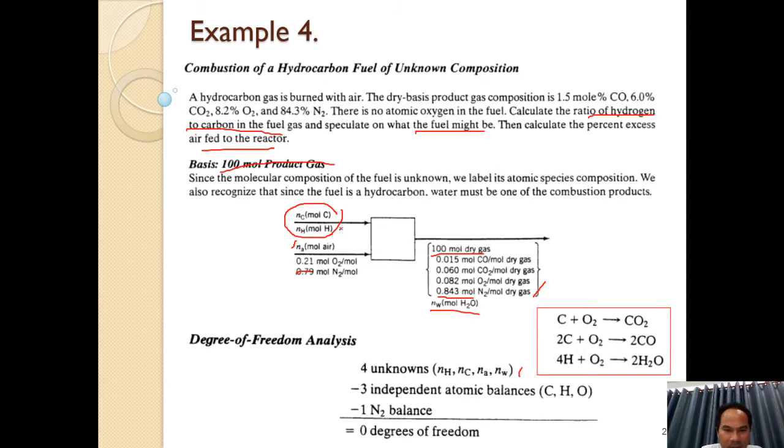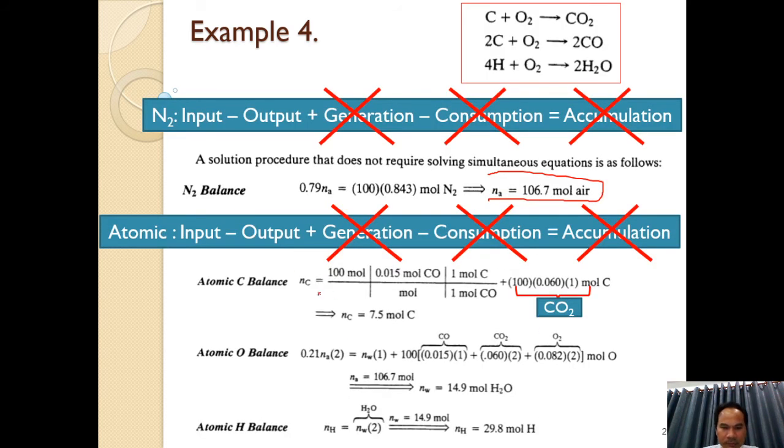Carbon balance: for input carbon, we have only NC. And for output, based on CO and CO2, we have two outputs. Okay, NC is the carbon input. For CO, 1 mole CO includes 1 mole carbon. How about the CO output?